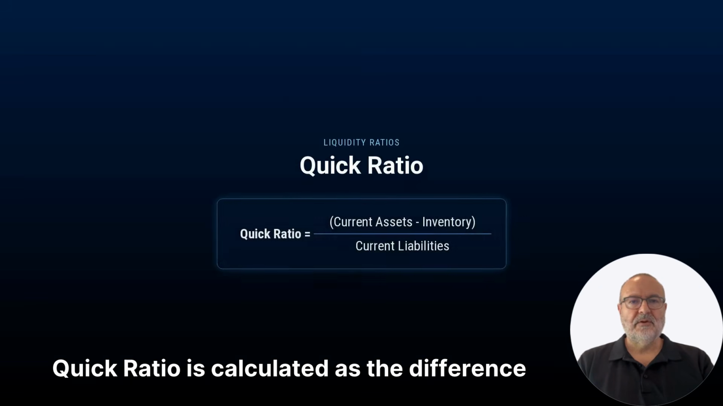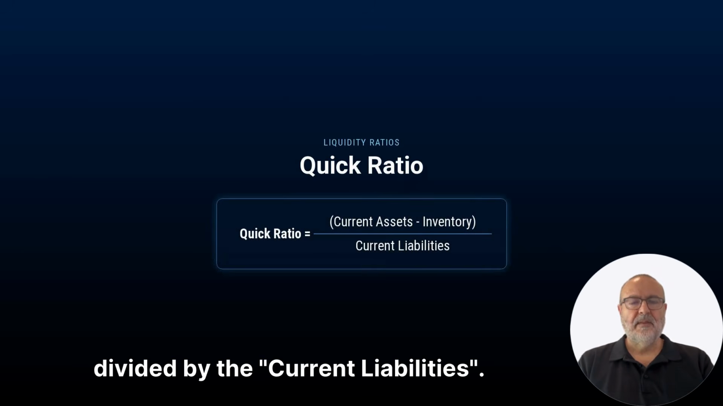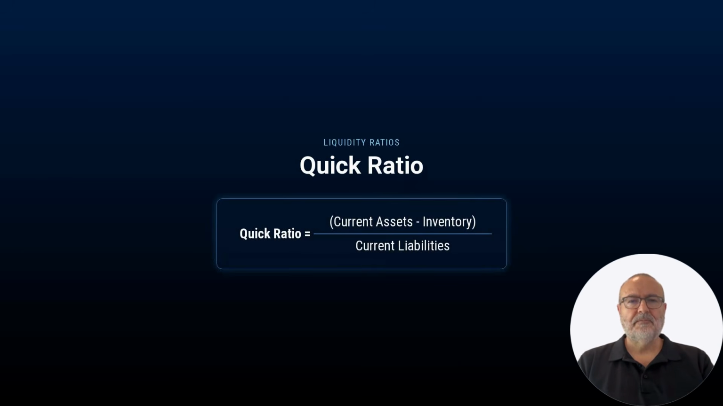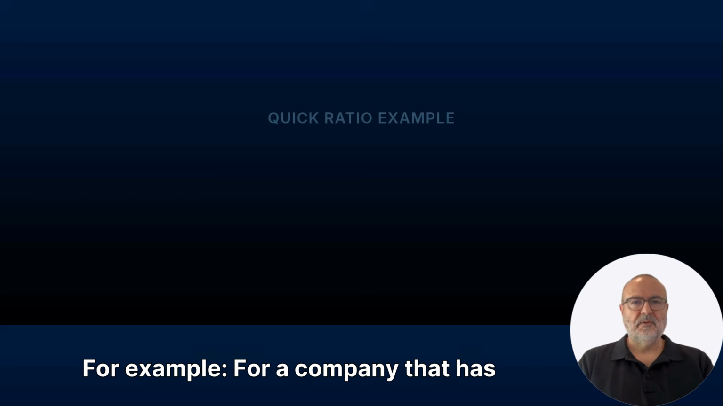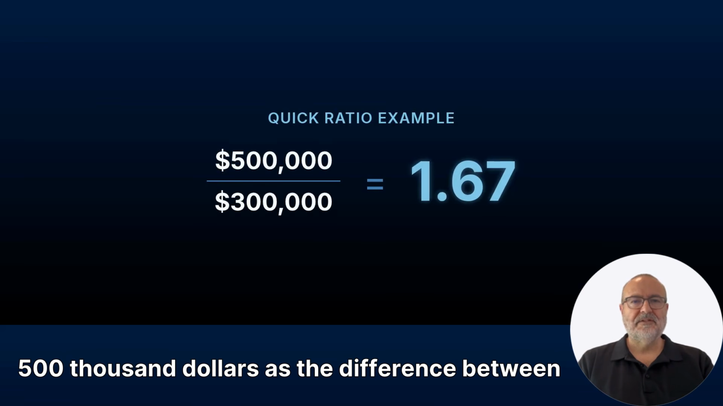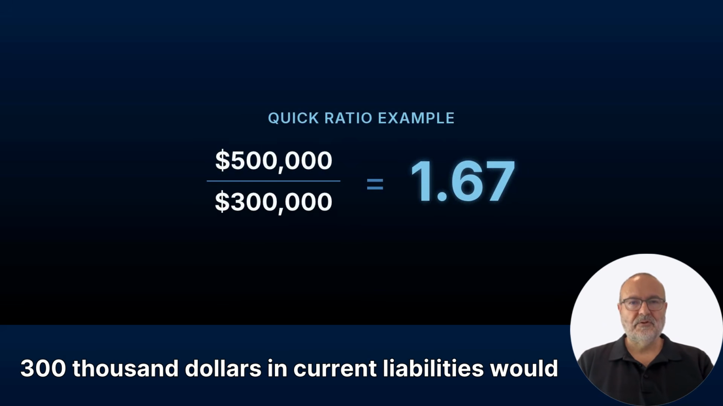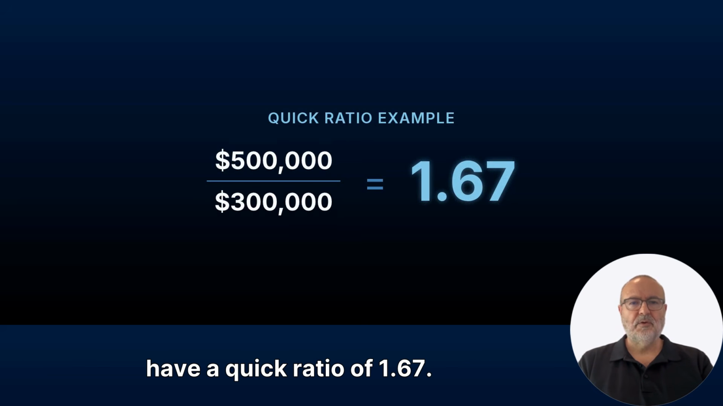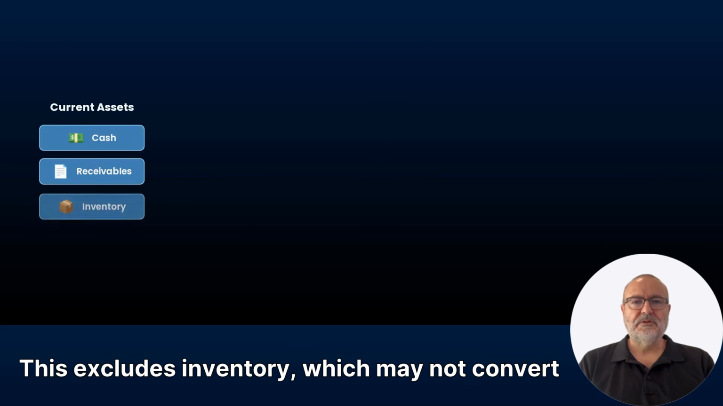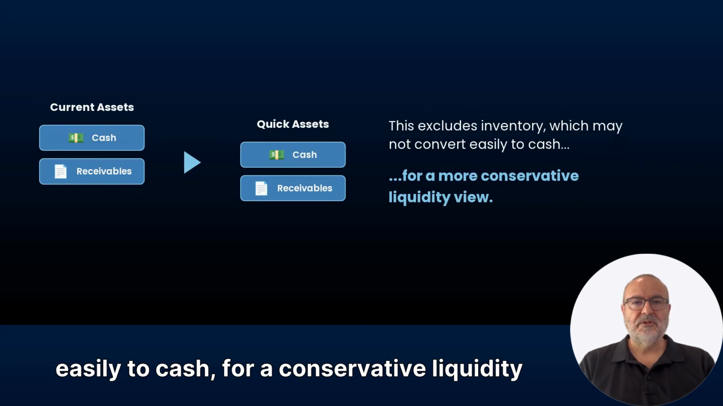Quick ratio is calculated as the difference between the current assets and the inventory divided by the current liabilities. For example, for a company that has $500,000 as the difference between the current assets and the inventory and $300,000 in current liabilities, the quick ratio would be 1.67. This excludes inventory, which may not convert easily to cash, for a conservative liquidity view.